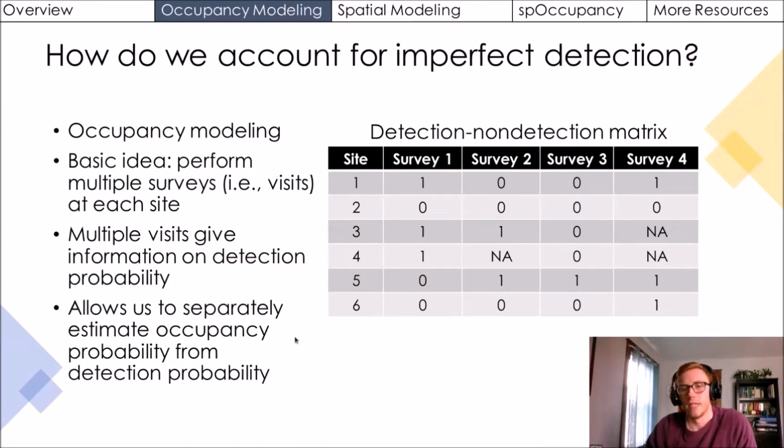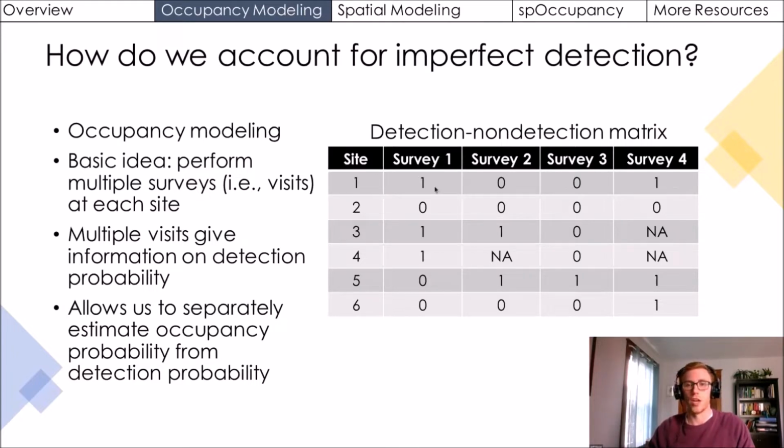The basic data structure that we're going to work with in occupancy modeling is this detection/non-detection data matrix that I have shown here on the right. Basically, the rows of this matrix correspond to the sites in your surveys, and the columns correspond to the repeat visits or repeat surveys at each site.